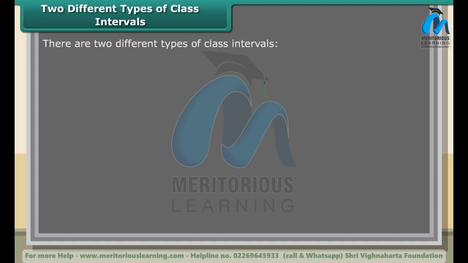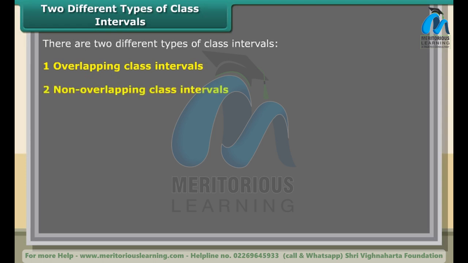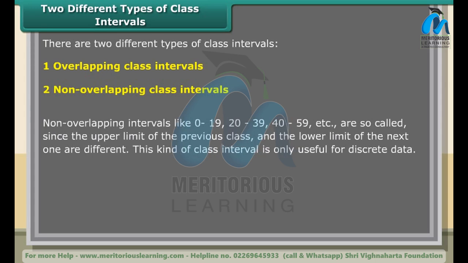There are two different types of class intervals. 1. Overlapping class intervals. 2. Non-overlapping class intervals. Non-overlapping intervals like 0 to 19, 20 to 39, 40 to 59, etc. are so called since the upper limit of the previous class and the lower limit of the next one are different. This kind of class interval is only useful for discrete data.